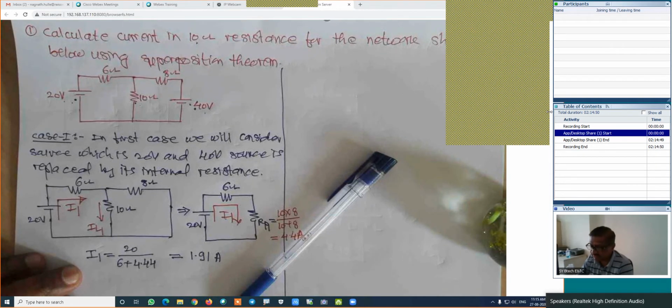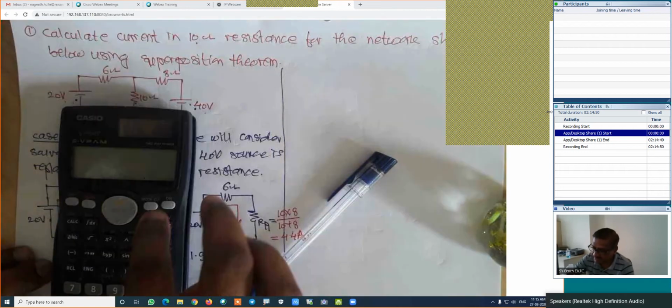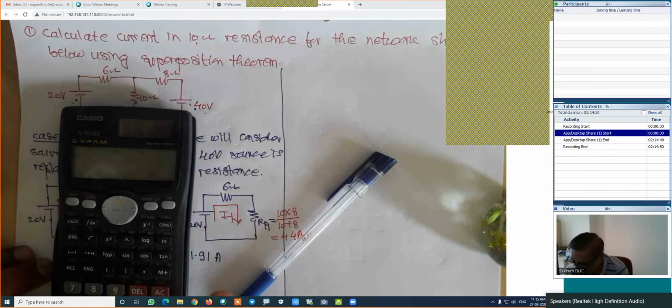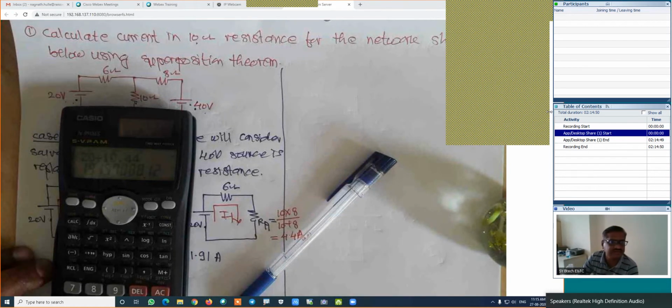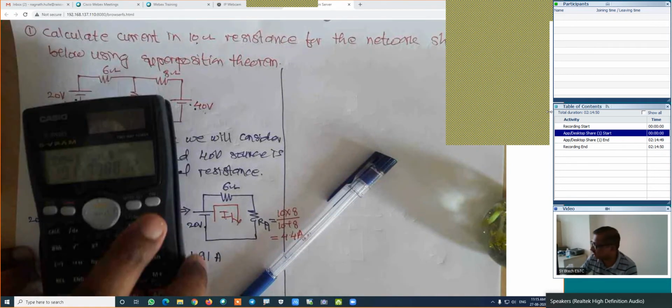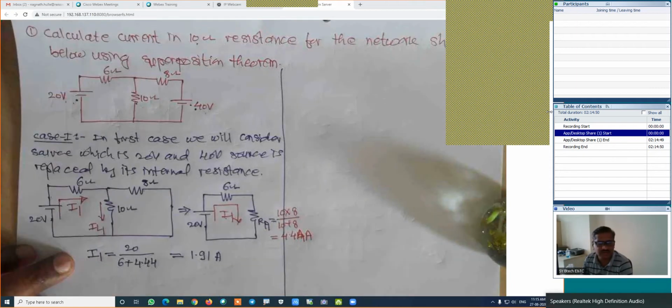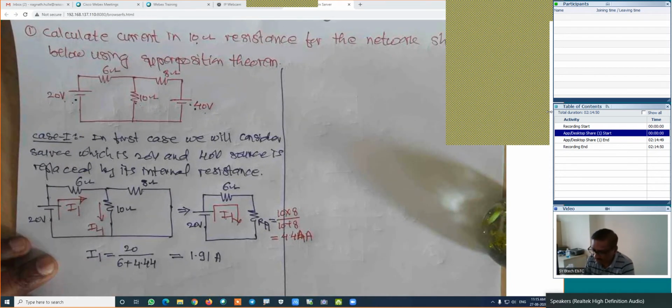Is it right? 20 divided by 6.44. 6.44 is nothing but 6 plus 4, that is 10.44. It's 20 divided by 10.44. Is it right? This is 20 divided by 10.44. How much is the answer? 1.915. Is it right? Are you getting me? This 1.91 is the correct answer, I guess. Is it right? If this total current is known, then calculate the IL1.